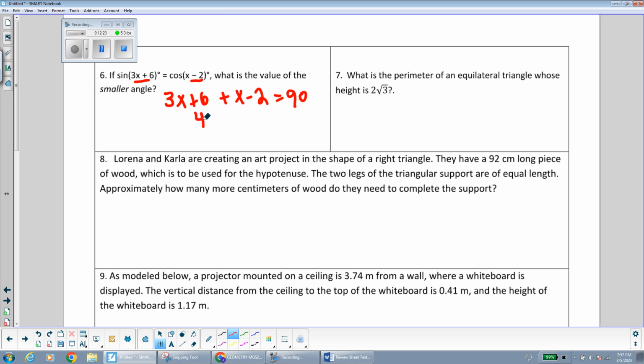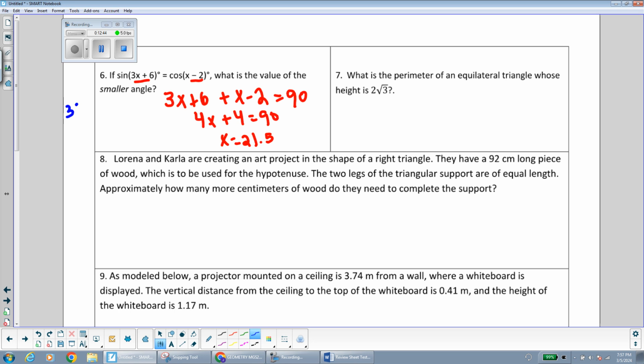So we have 4x plus 4 is equal to 90. I'm going to subtract 4 from 90, and then I'm going to divide by 4. And I have that x is equal to 21.5. Now it's asking for the value of the smaller angle, so I got to find both of them to compare.